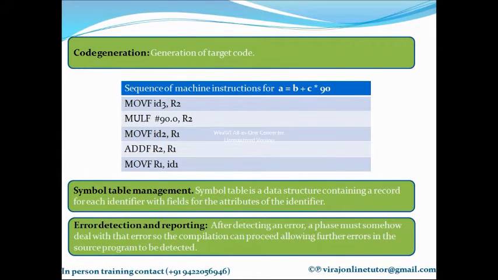Okay, so after detecting an error, a phase must somehow deal with that error so that compilation can proceed. This will allow further errors in your program to be detected. So all errors in a program have to be detected and listed at one time only. The lexical phase can detect errors where the characters remaining in the input do not form any token. For example, in my previous session I had explained to you all the different grammatical rules, right? So lexical analysis will find those tokens.